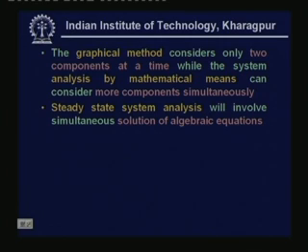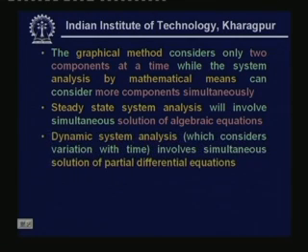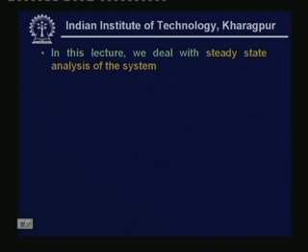So if you have a steady state system, all that you have to do is solve a set of algebraic equations. Whereas a dynamic system analysis, that means an analysis where time comes into picture, the performance variation again is time. This involves simultaneous solution of partial differential equations. So in this lecture we deal with steady state analysis of the system. That means we will be solving only algebraic equations.